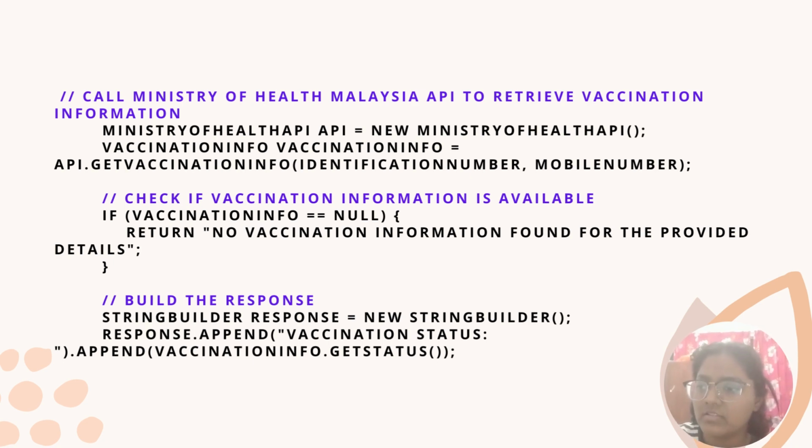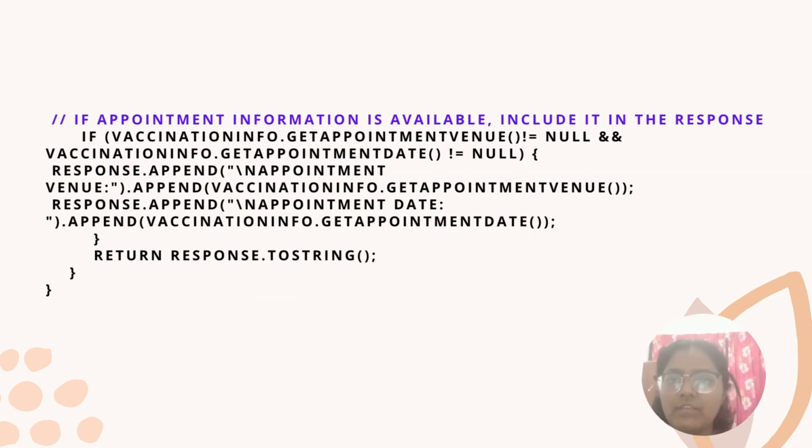The lines create a StringBuilder object to construct the response. The vaccinationInfo.getStatus method is called to retrieve the vaccination status, which is then appended to the response. If the appointment information is available, these lines check if the vaccinationInfo object has appointment information. If the appointment venue and date are not null, they are appended to the response. And the last line returns the constructed response as a string.